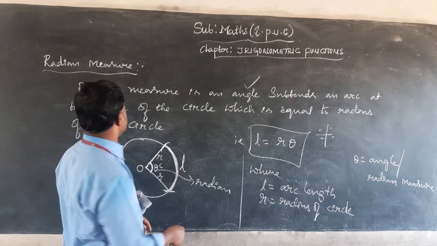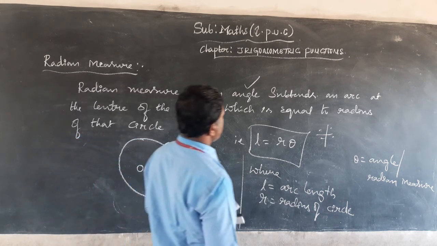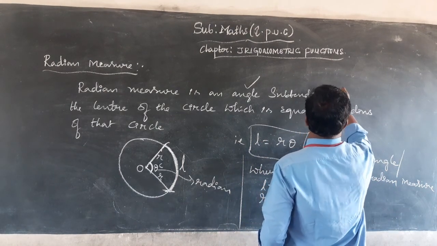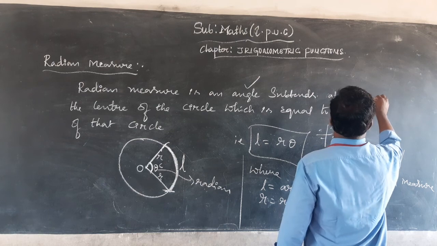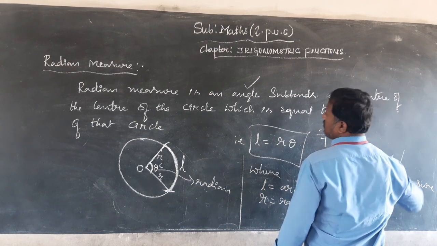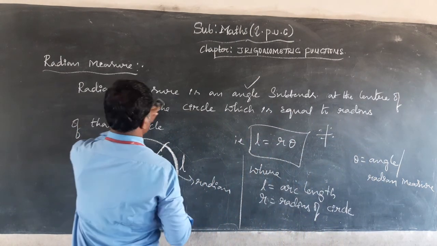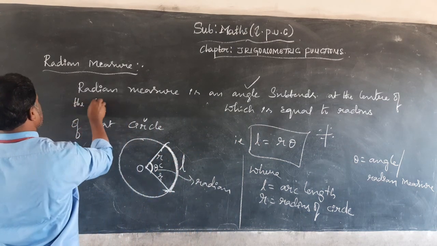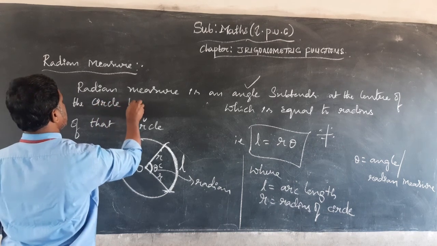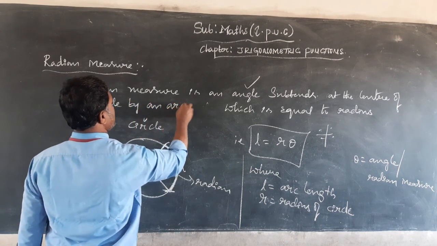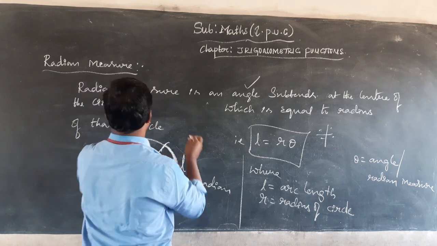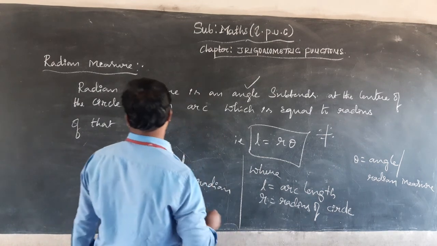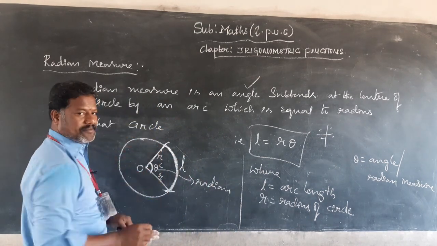Or I will take another definition. Radian measure is an angle subtends at the center of the circle by an arc which is equal to the radius of the circle. I think it is also a good definition.